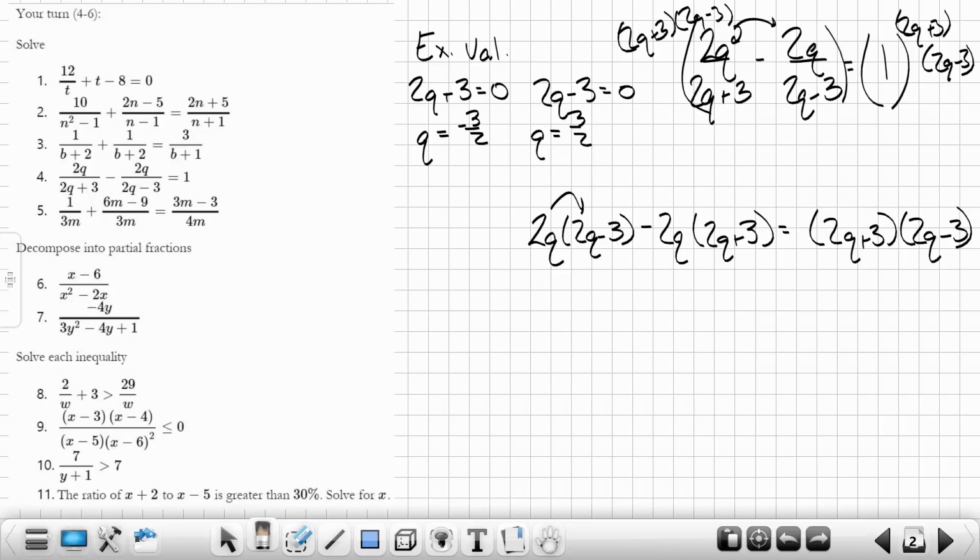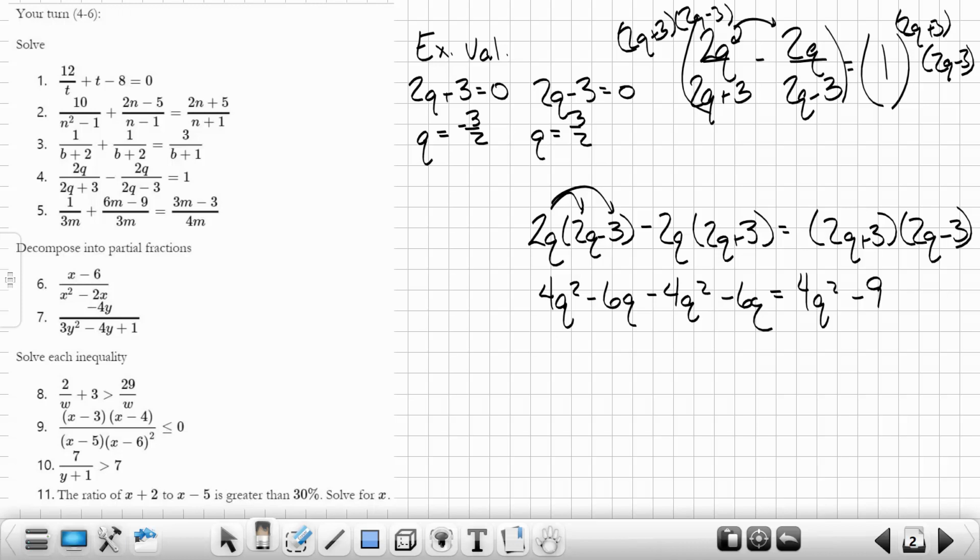4q squared minus 6q minus 4q squared minus 6q equals, lots of distribution. We have 4q squared minus, these are conjugates, so there's no middle term, minus 9.